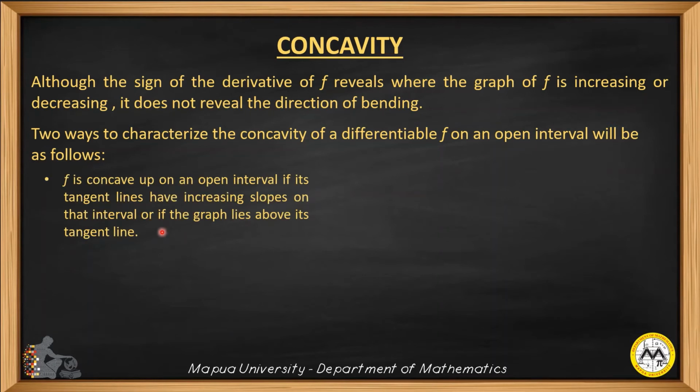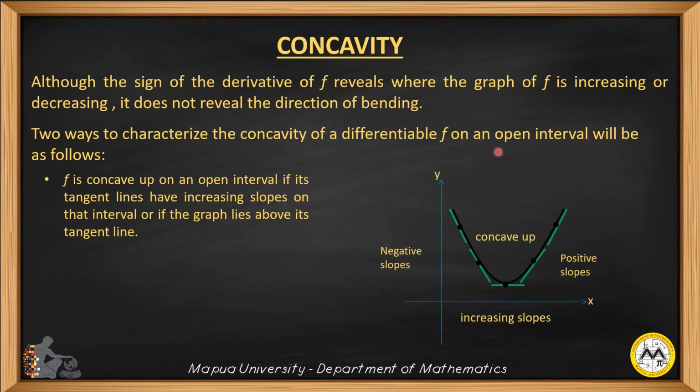One is using the f prime value, or looking at the slope of the tangent lines drawn at points on the graph. If the tangent lines are observed to be increasing, going left to right of the graph, then we say this graph is with upward concavity.